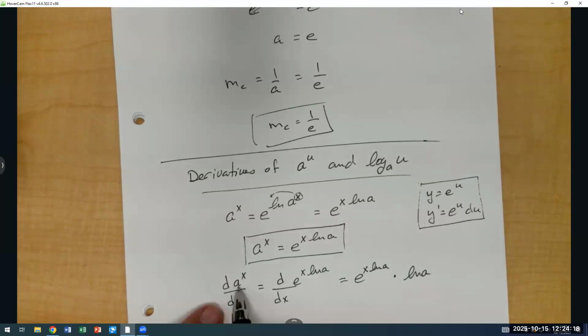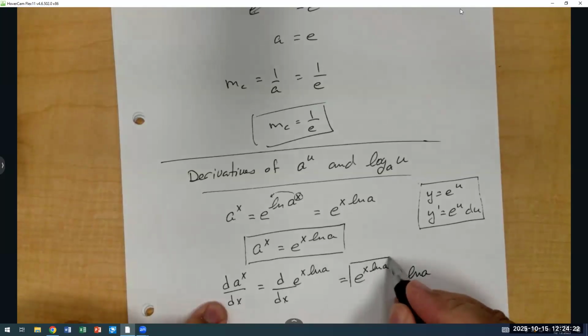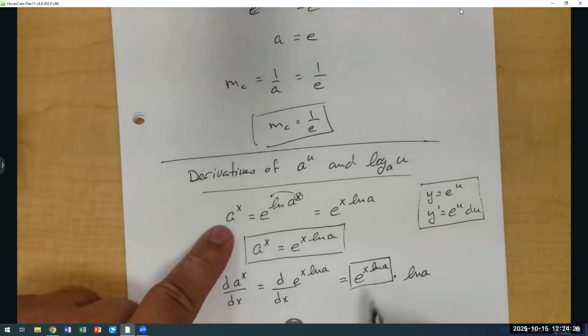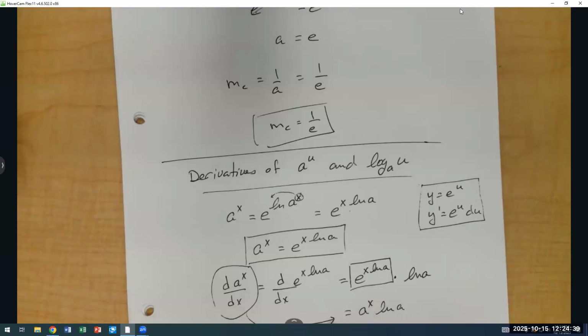Now, how does it relate to this? e^(x ln a) is a^x times ln a. So the derivative of a to the power x is a^x ln a.